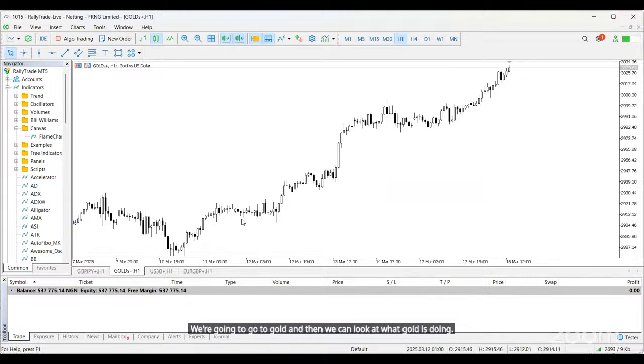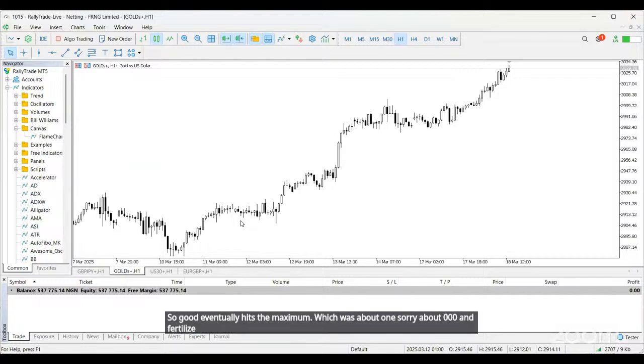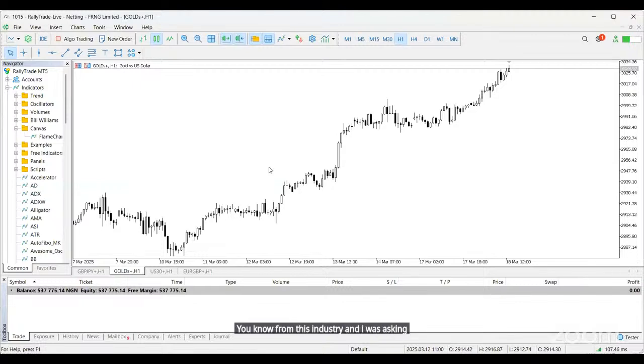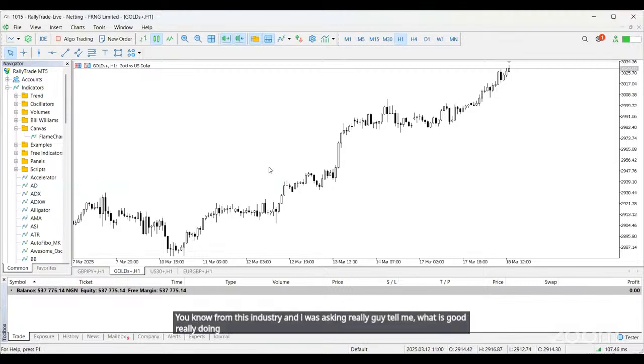So interestingly, on Friday, gold eventually hit the maximum, which was about $3,004, right? But as of today, gold made a clean new high. I was asking a strategist earlier, not Razvan but somebody different from this industry, what is gold really doing? Where is it going? And he was not sure of anything, because gold has broken all structures.